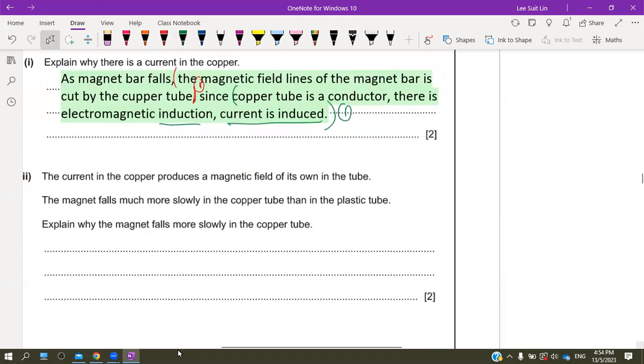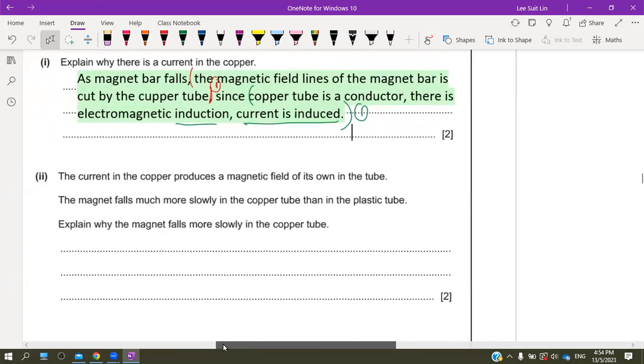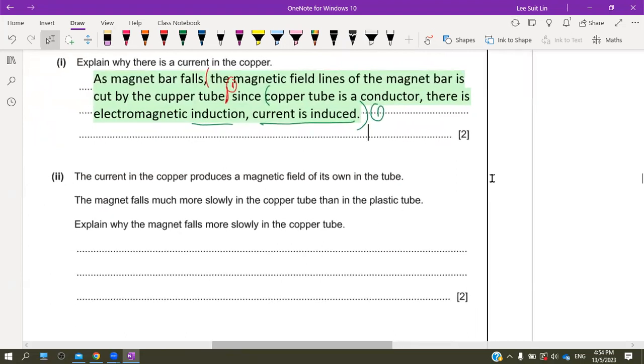Okay, next. The current in the copper produces a magnetic field on its own in the tube. The magnet falls much more slowly in the copper tube than the plastic tube. Explain why the magnet falls more slowly in the copper tube.